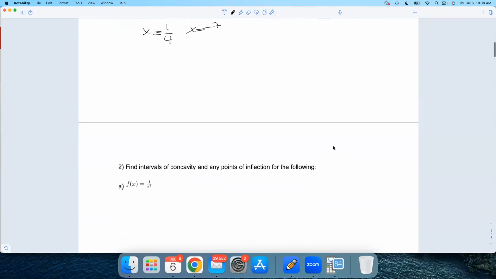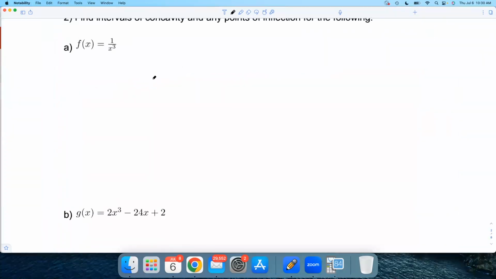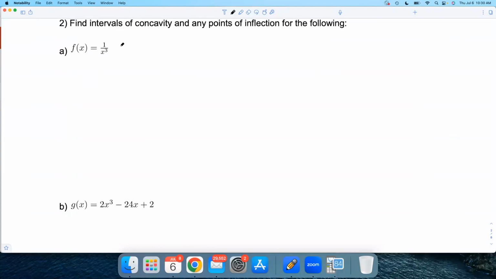Okay, moving on. Now here we're just looking for concavity and points of inflection. So we only care about the second derivative here. Of course, we have to take the first derivative to get the second derivative, but we're not going to be doing increasing and decreasing, first derivative, sign chart, all that. So let's write this guy as x to the -3rd power. Then his first derivative will be -3x to the -4, and his second derivative will be 12x to the -5, or 12 over x to the 5th.